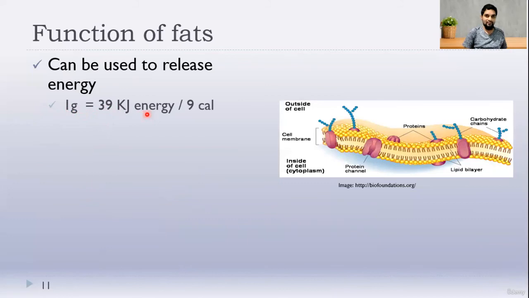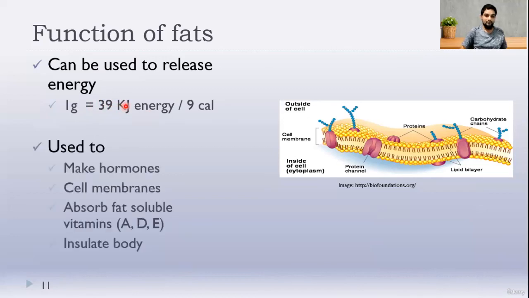And if you recall, for carbohydrates, if you consume 1 gram, it will provide 17 kilojoules of energy. The fats produce double or a little more than double the amount of energy that 1 gram of carbohydrate will provide. Some additional functions of lipids would be that they're used to make hormones, and they're used to make cell membrane. As shown in the diagram here, the cell membrane is made using lipids.